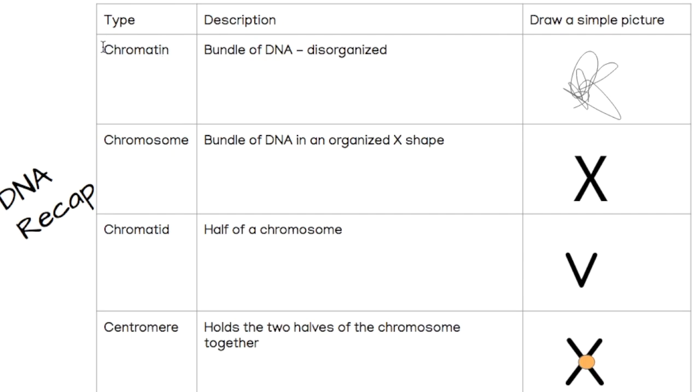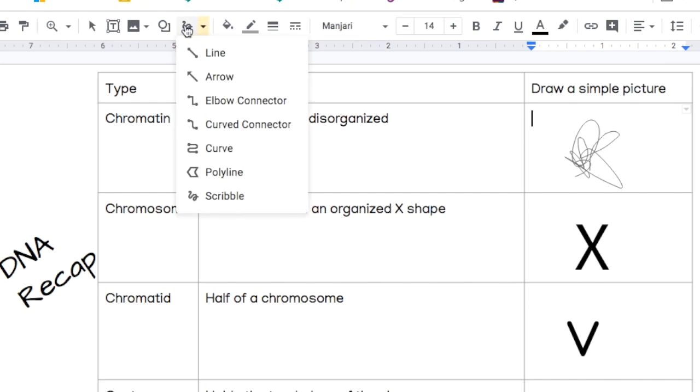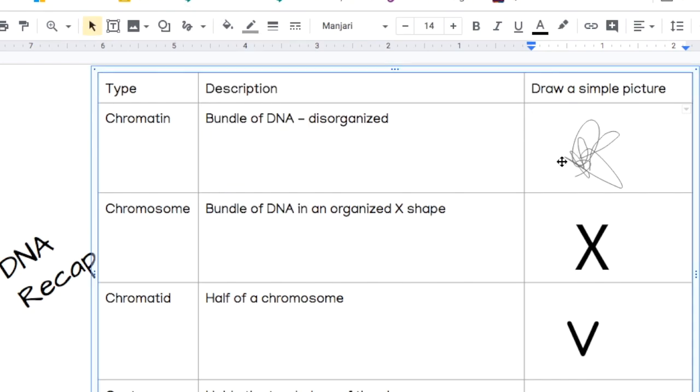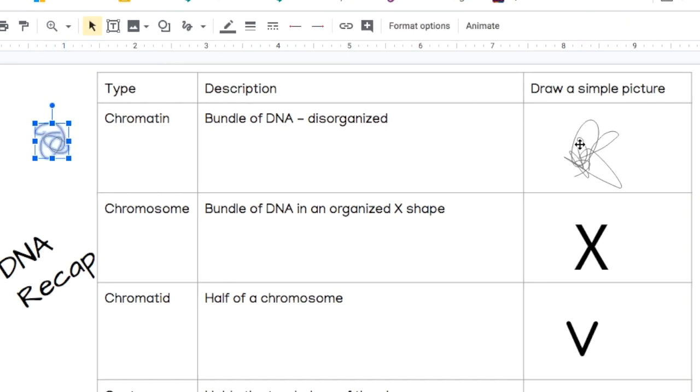We have a DNA recap. Chromatin is a messy bundle of DNA. It's disorganized, and I drew a scribble to represent it, and I drew the scribble by using the line tool up top. I selected scribble down there, and then I found it easier to do it outside of the box and drag it over, but if you'd prefer to do it right in the box, you can do that. I'm just going to get rid of that.